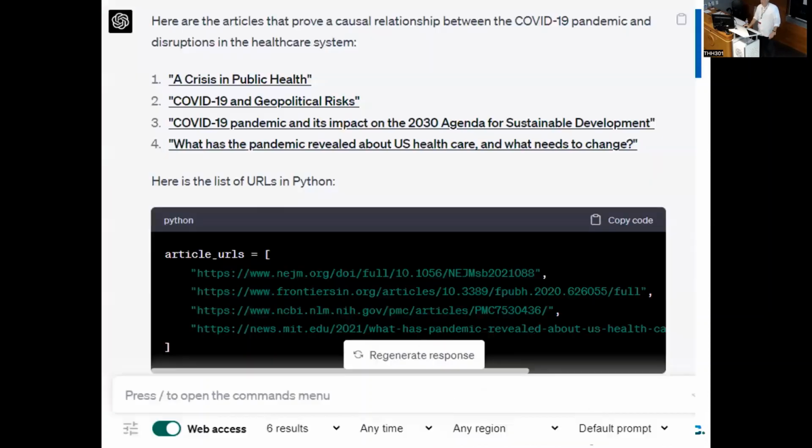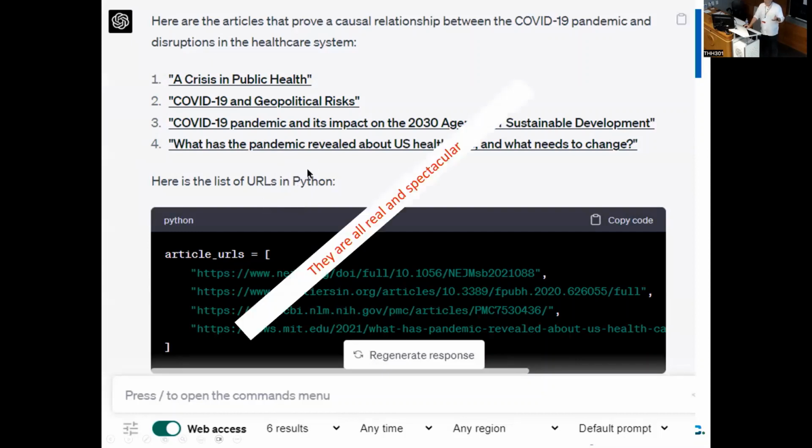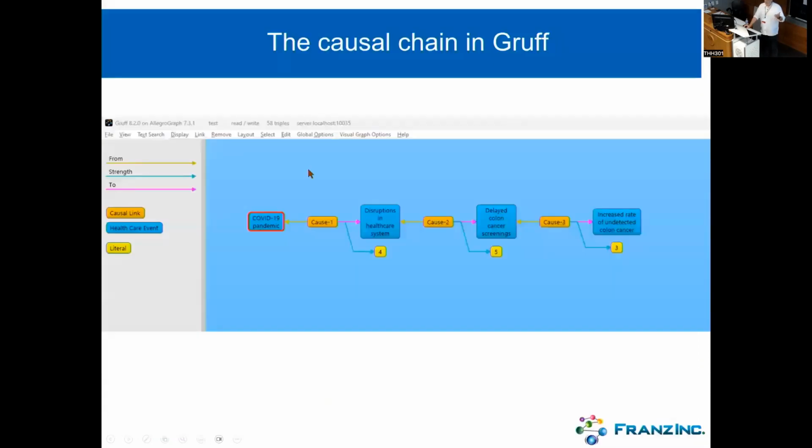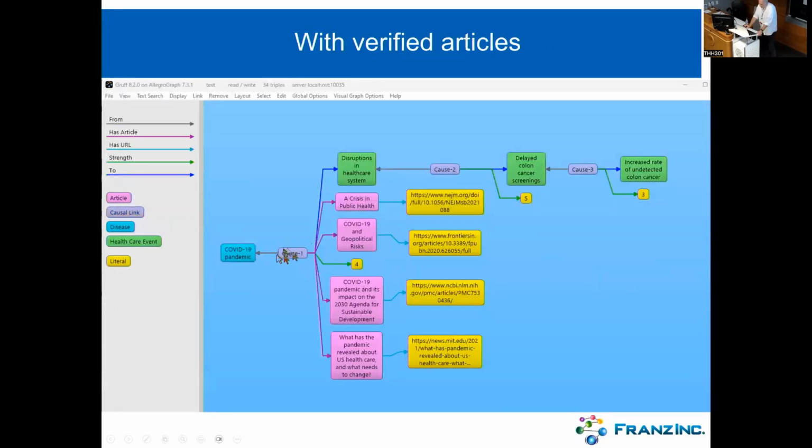Now, you get articles back, right? Where each article is checked, and where it's actually the thing you really, really want. These are all great things. This is how you show them in a graph, right? So COVID-19 causes this, causes this, causes this. For this causal step, we have a whole bunch of articles. And believe me, each of these articles is correct.